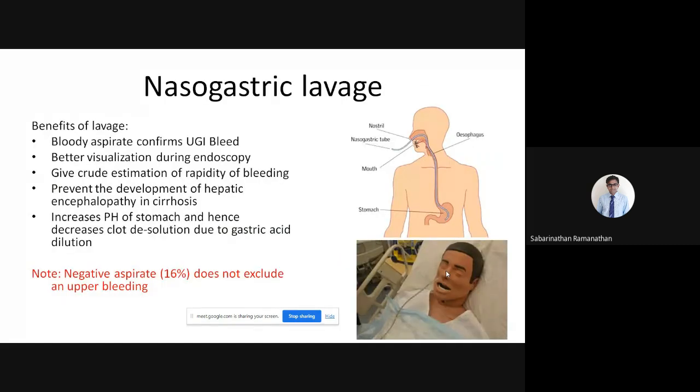Now the role of nasogastric lavage. The benefits are that a bloody aspirate confirms the upper GI bleed, it gives better visualization during endoscopy, gives a crude estimation of the rapidity of bleeding, prevents the development of hepatic encephalopathy in cirrhosis, and increases the pH of the stomach, hence decreasing clot dissolution due to gastric acid. But the point to be noted is that a negative aspirate, about 16%, does not exclude upper GI bleed. If there is no blood in the nasogastric lavage, it doesn't rule out upper GI bleed.